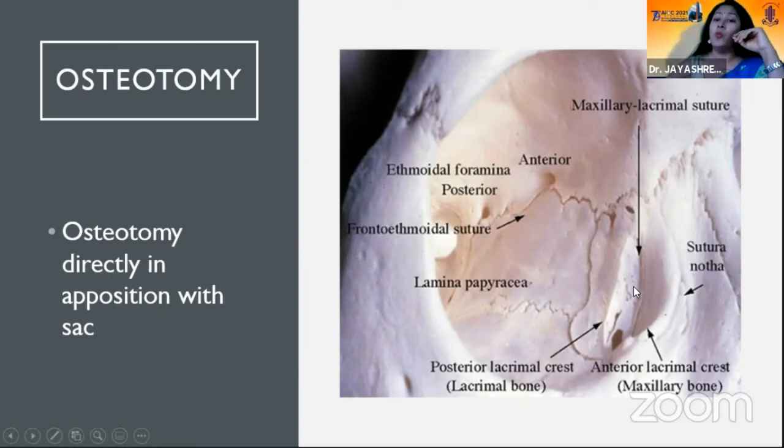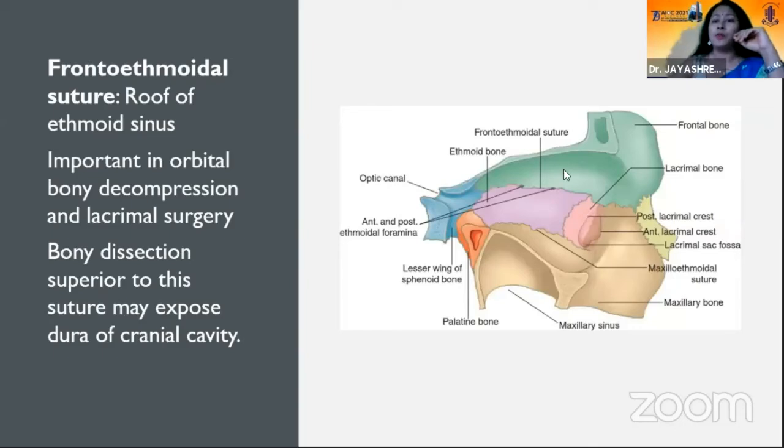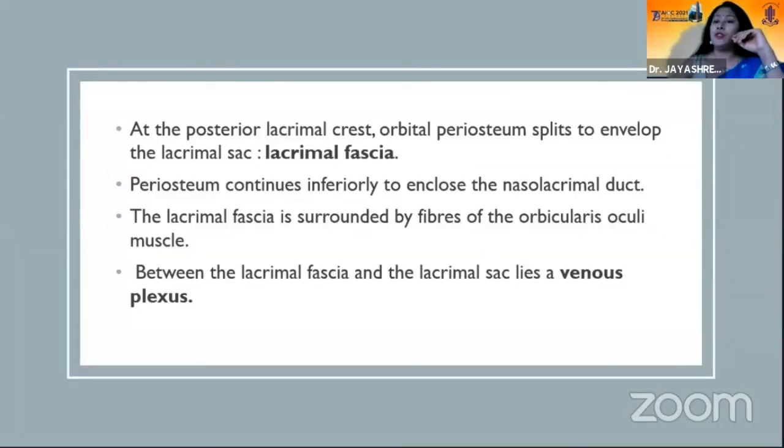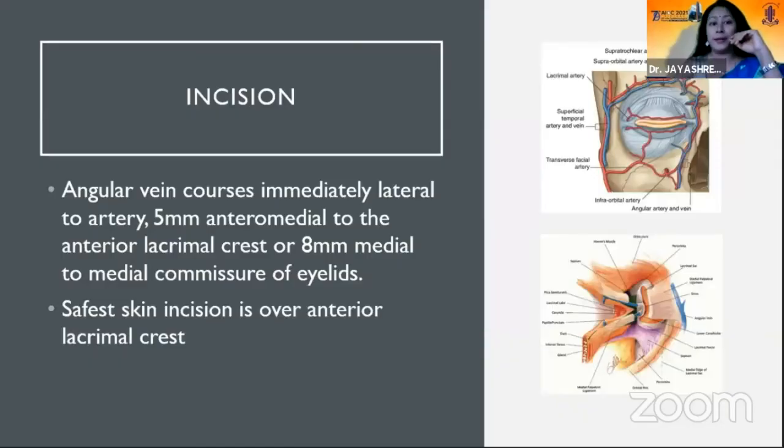Now we can go more inferiorly, we can go more anteriorly, but we cannot go posteriorly because here we have the ethmoid, and it may lead to bleeding from the ethmoidal mucosa. We cannot go superiorly because we may open up the cranial cavity. So this frontal ethmoidal suture is an important demarcation, because bony dissection superior to it will expose the dura of our cranial cavity. The lacrimal fossa is the periorbita that surrounds the lacrimal sac, and in between the fossa and the sac, we have the venous plexus that continues as the venous plexus of the NLD.